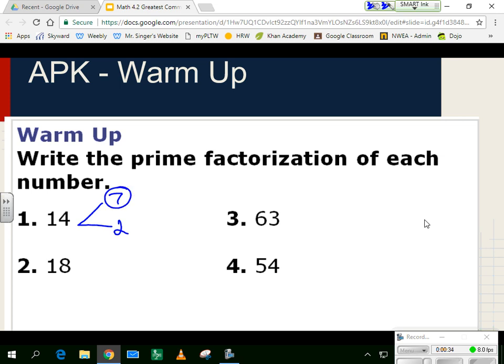Hey, Mr. Singer, 7 and 2 are both prime. So its prime factorization is 2 times 7. That is correct. You're done with 1. Now you have to do 2, 3, and 4. Come back when you're done, Ski.